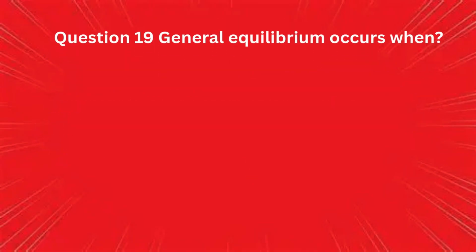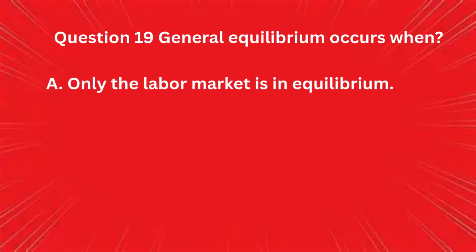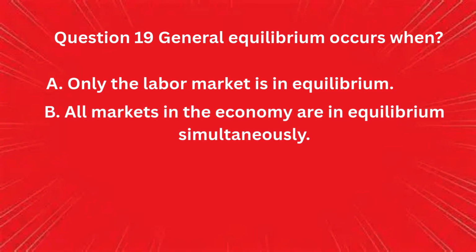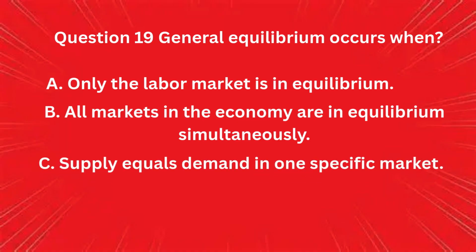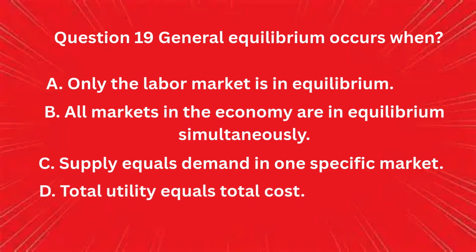Question 19. General equilibrium occurs when A. Only the labor market is in equilibrium. B. All markets in the economy are in equilibrium simultaneously. C. Supply equals demand in one specific market. D. Total utility equals total cost.